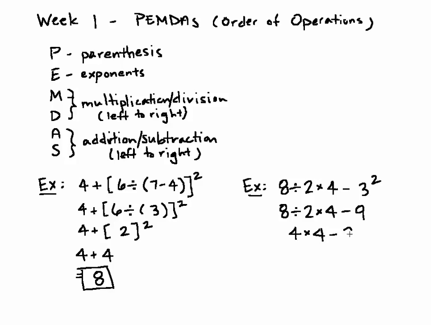So now we have 4 times 4 minus 9. And we evaluate multiplication. 4 times 4 is 16. 16 minus 9 is equal to 7. So 7 is our final answer.